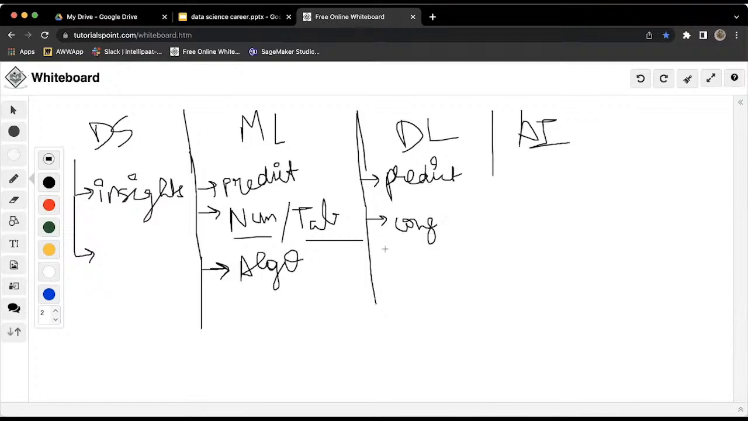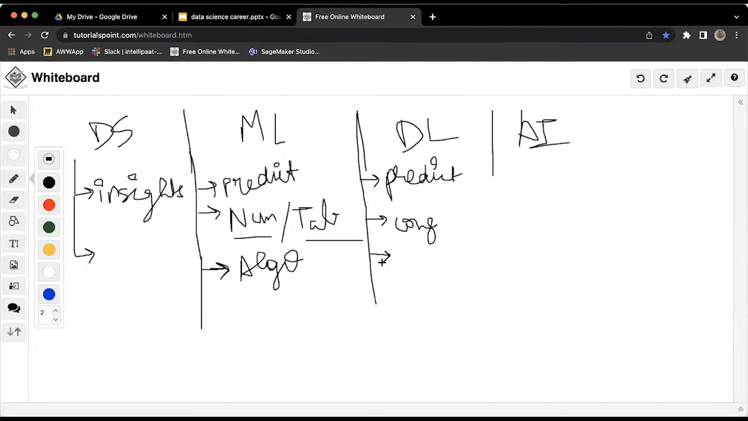Cognitive data. Cognitive data means data for which processing the human requires sense organs: your eyes, your ears, or your mouth, right? If any kind of sensory organ is required to process the data, it is called cognitive data. And deep learning came into the picture.